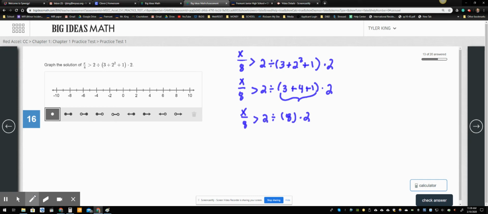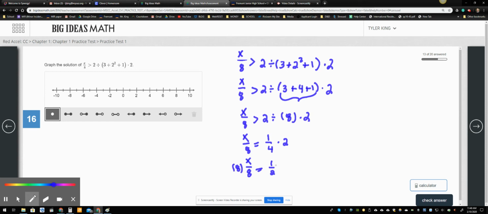Now when we do this, 2 divided by 8 is going to become 1 over 4 times by 2. We're going to end up with x divided by 8 is greater than 1/2. And then we times both sides by 8 to get rid of the denominator and move x to being by itself. So we end up with x has got to be greater than 4.